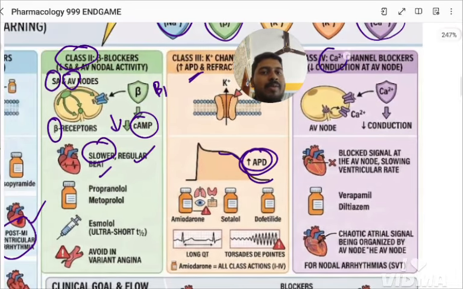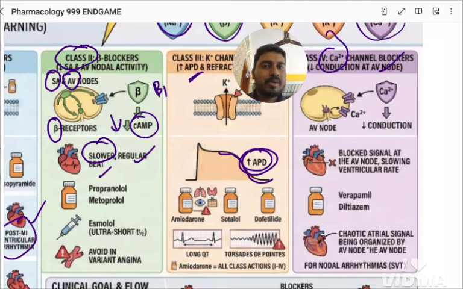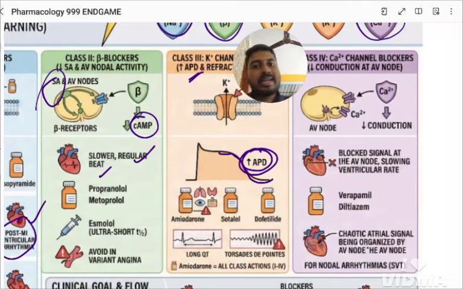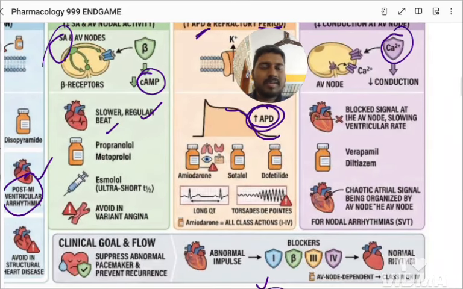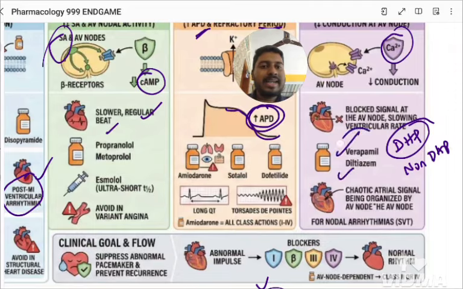Okay, and class 4 is calcium channel blockers. These block conduction at the AV node. You remember, beta blocker is at the SA node, and the AV node will have calcium channel blockers. And not all calcium channel blockers. There are two types, dihydropyridine and non-DHP. Here we'll be using the non-DHP, which are two drugs, verapamil and diltiazem. The rest of them are DHP, like nifedipine, amlodipine, cilnidipine. These block signal at the AV node, and hence they slow the ventricular rate.